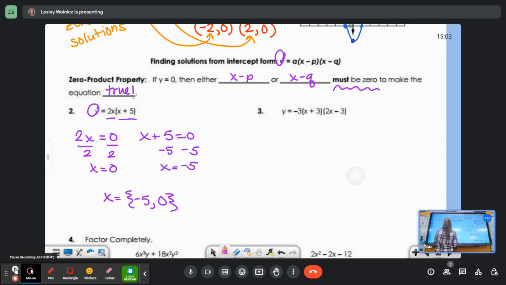Okay. Sometimes we had ones that looked more like this. We still had to make the y 0. This time I have 1, 2, 3 factors. I set each of them equal to 0.